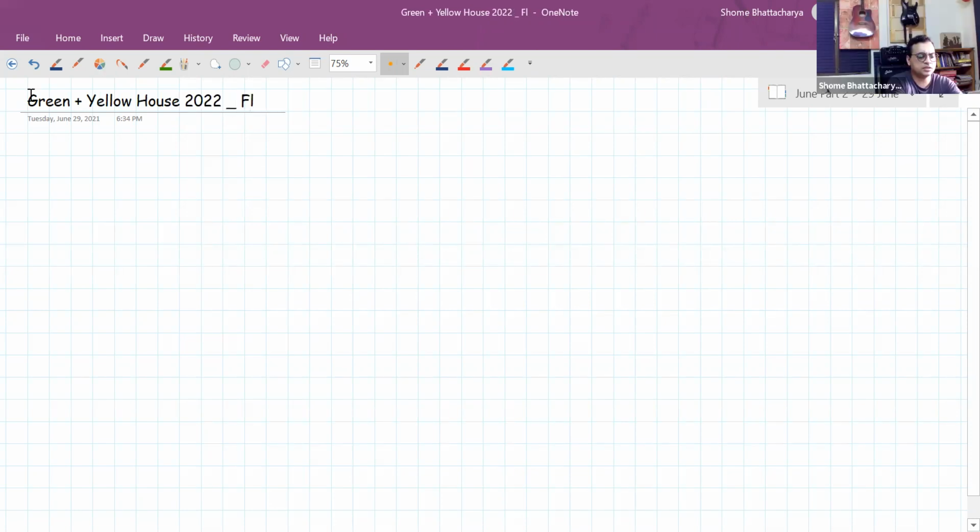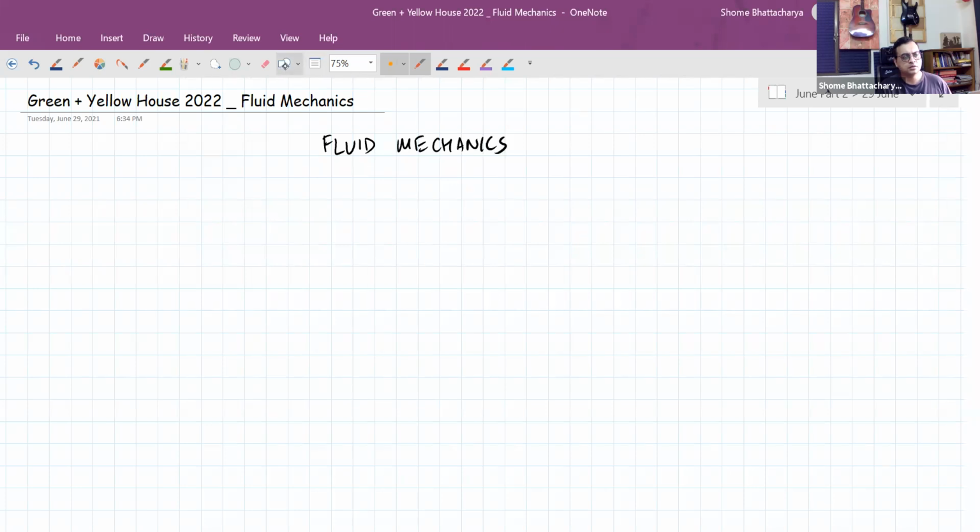So we'll start with the next section of physics, which is fluid mechanics today. This is a comparatively easier section of physics, fluid mechanics and properties of matter, the last part of class 11th before we start with the 12th chapters.